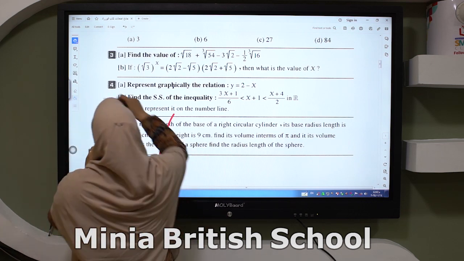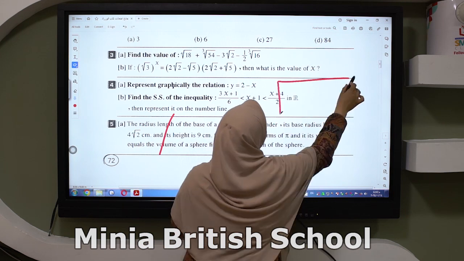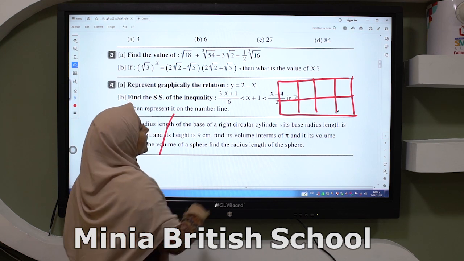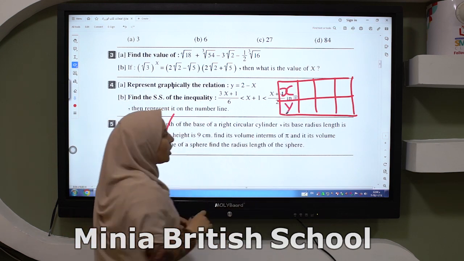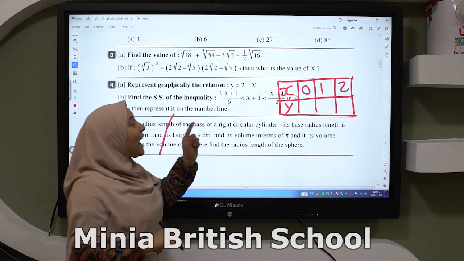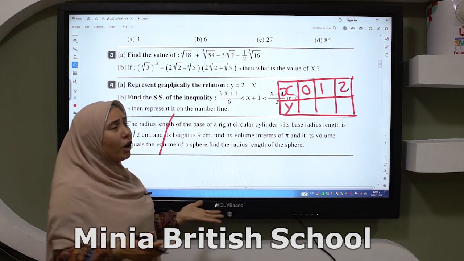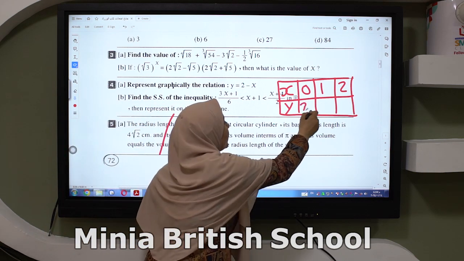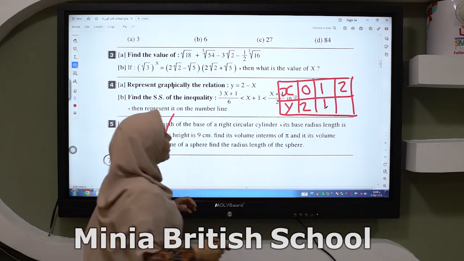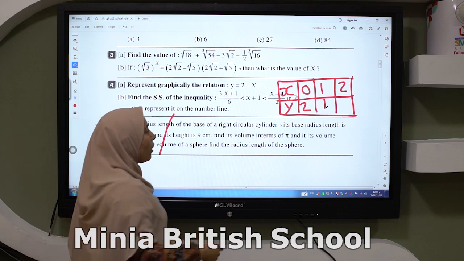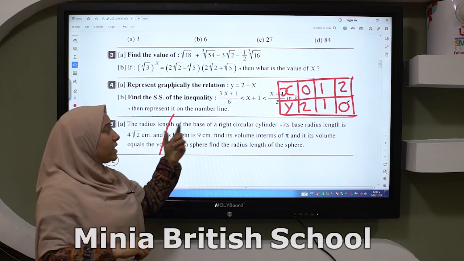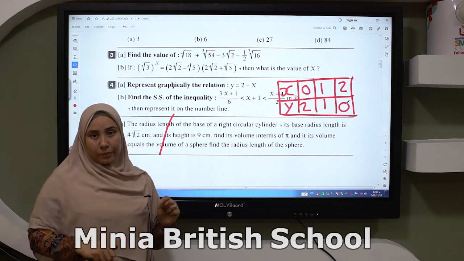Okay, here I will make a table and divide it into 4 columns. Here I have x and here y. Put any values for x like 0, 1, 2. Okay, at x equals 0, y equals, good, 2, and at x equals 1, y equals 1. But at x equals 2, y equals 0. Now you have 3 ordered pairs or 3 points: (0, 2), (1, 1), (2, 0).